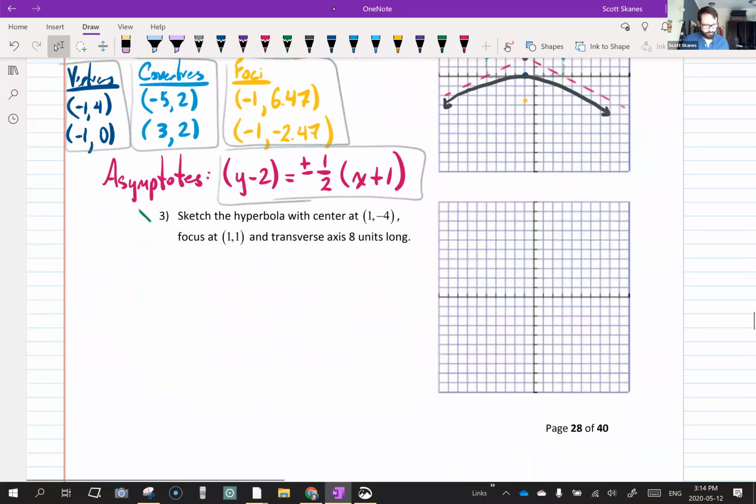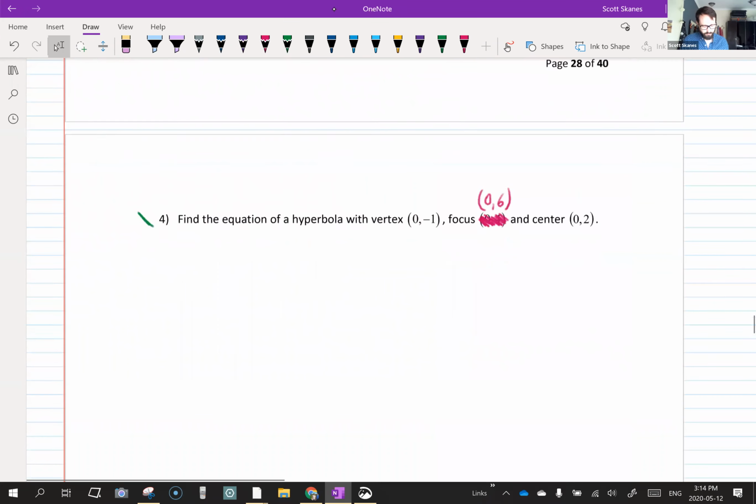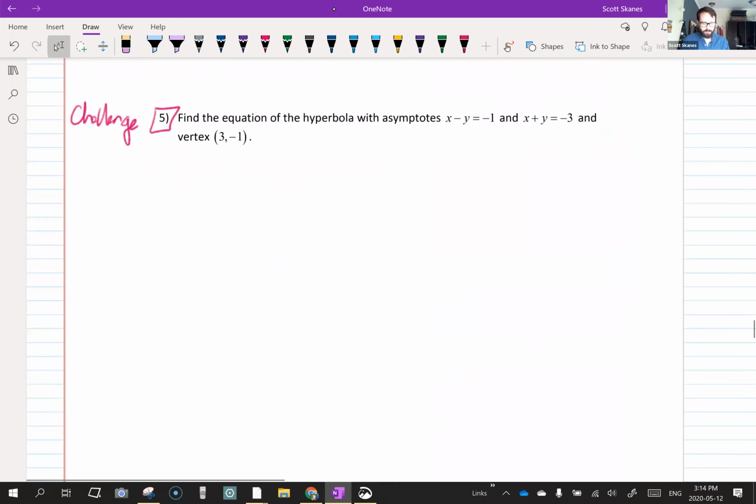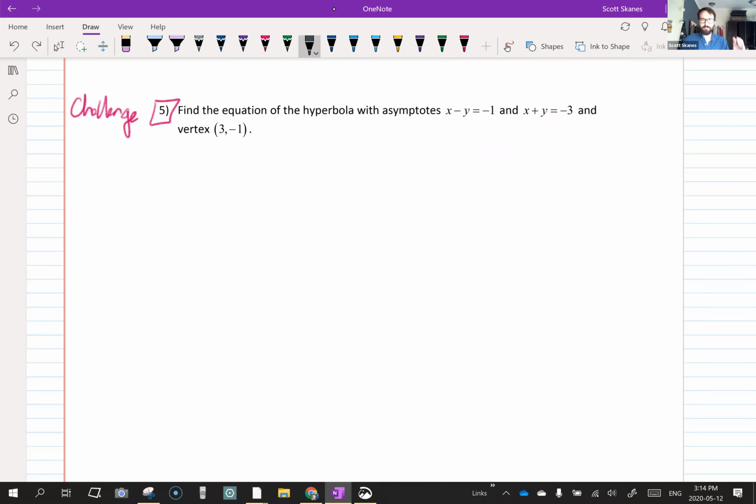3 was done by Tom. So I'll skip that, I'll do a different one. 4 was also done by Tom. 5 I wouldn't do because, well, I mean, you can try it, but it is a challenging question. I wouldn't ask it on a test or an assignment.